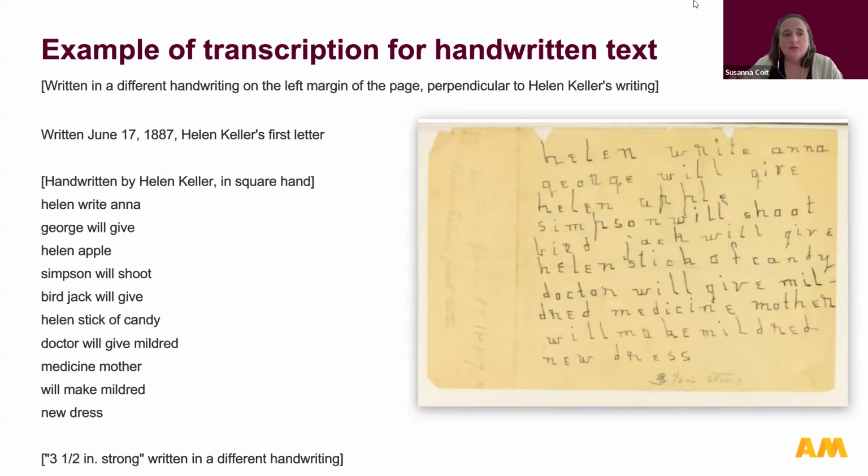The "written June 17th, 1887" is very important information. And it's also just as important that it was not written by Helen Keller. So we make a note that it was written in different handwriting next to the letter in a different direction. That is a visual cue that can be lost in transcriptions. So we make sure to note if handwriting changes, if something was inserted by hand on a typewritten letter, and indicate those other visual cues in a transcription.